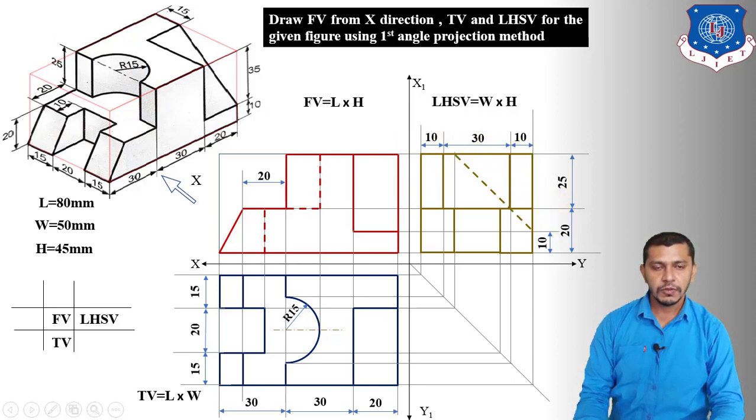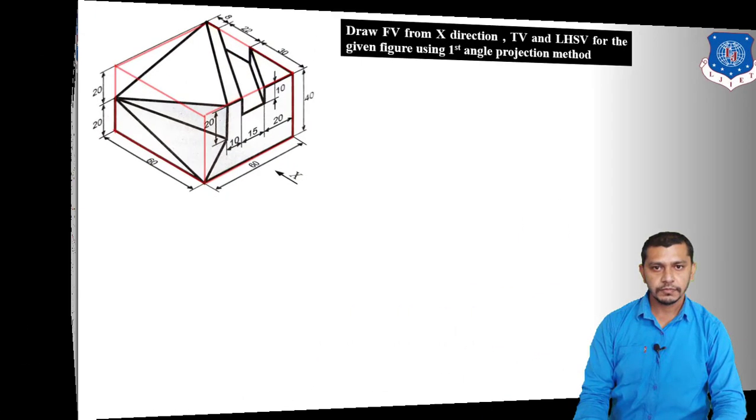And the most important thing is try to give all the dimensions at the outlines of the front view, top view and the left hand side view. Don't give the dimension in between the lines over here. Now let's move on to the next problem.